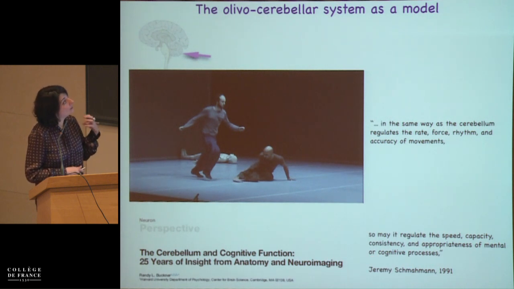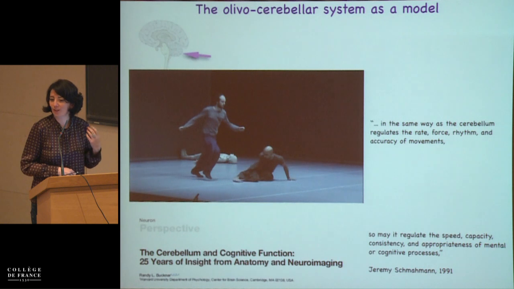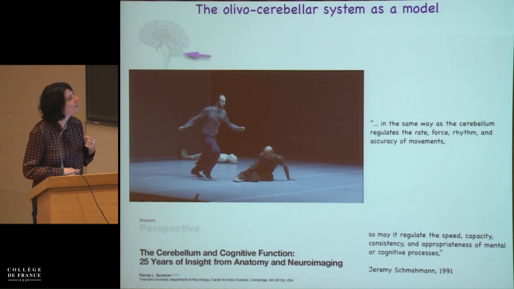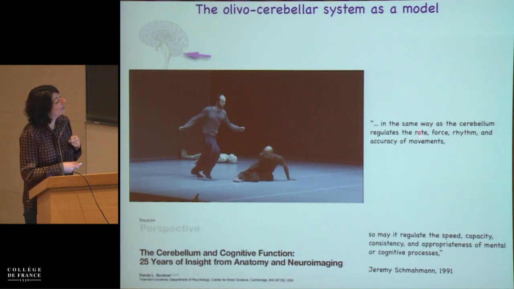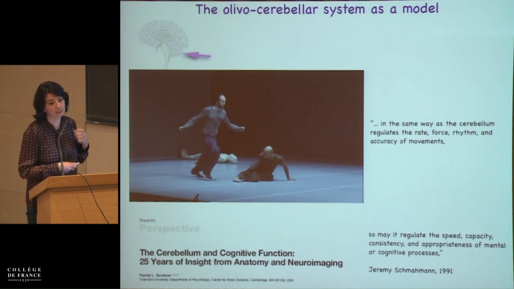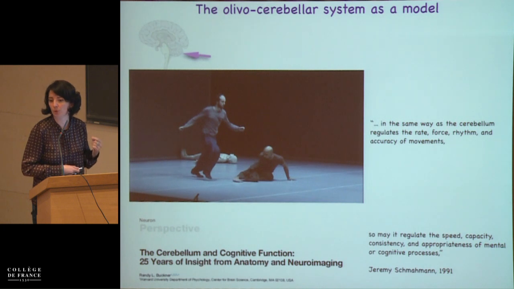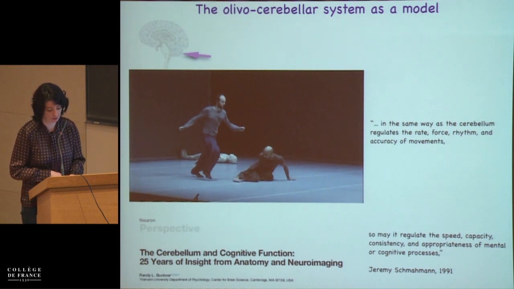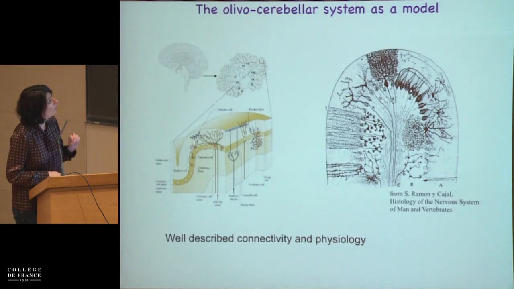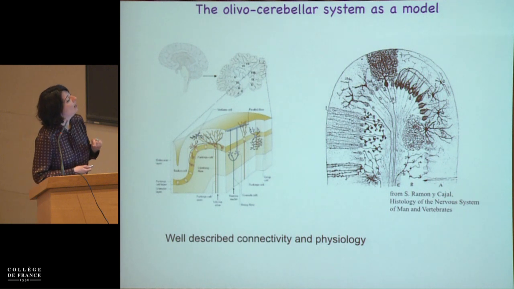So it's a structure that is getting increasingly a lot of interest. And for us, this is useful because any defect in this network will have a clear behavioral correlate because it will affect motor coordination. So if you have genetic models, you can right away see the defects. But more specifically for us, the advantage of working in the olivocerebellar system is its well-described connectivity and physiology.